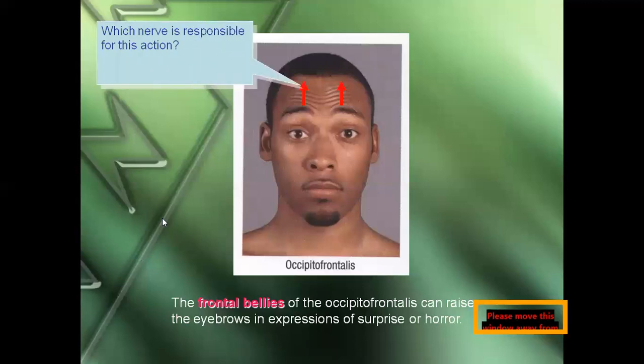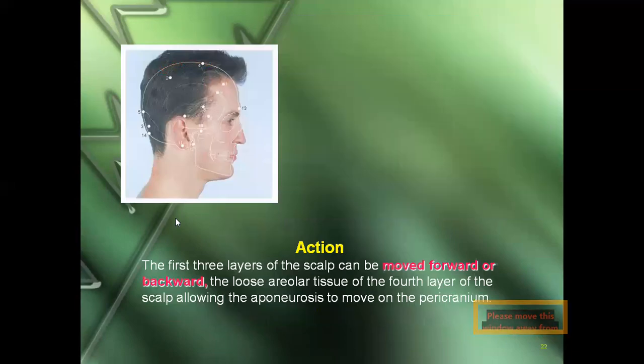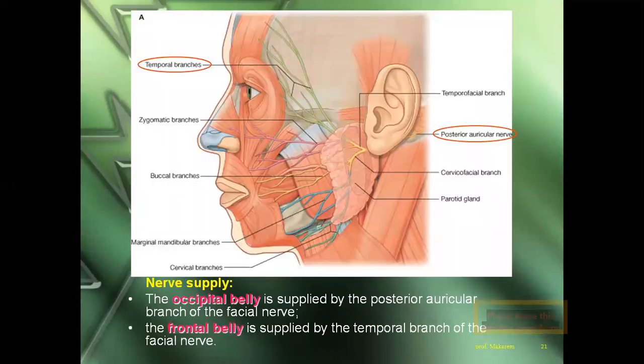Okay, so you can see which nerve is responsible. Just now I told you which nerve that is. The occipital belly and frontal belly, we have two different nerves. So the frontal belly is supplied by the temporal branch of facial nerve. Please remember this.